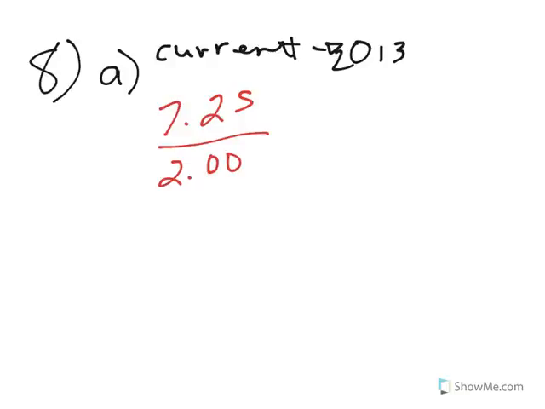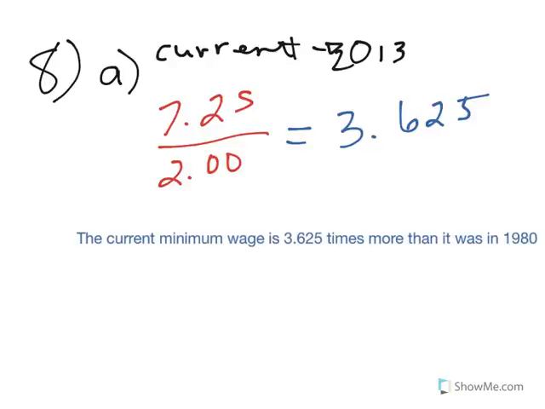And interpret that meaning. Well, you really can interpret this a lot of different ways, but what I did, I divided. I took 7.25 divided by 2, and I got 3.625. So that tells me that the current minimum wage is 3.625 times more than it was in 1980. And that makes it sound pretty good, right? I mean, 3.625 times more than it was in 1980. And you could think about that a lot of different ways. But let's go to Part B.